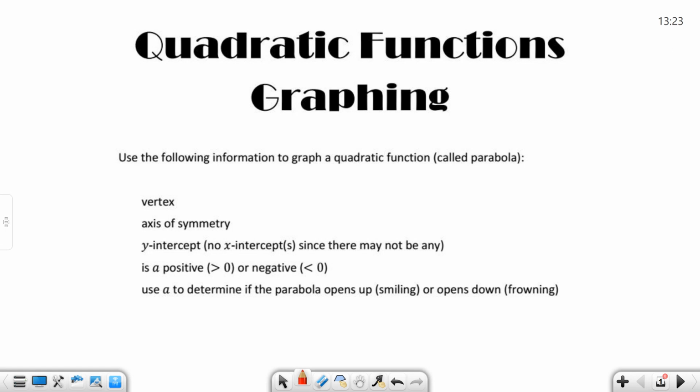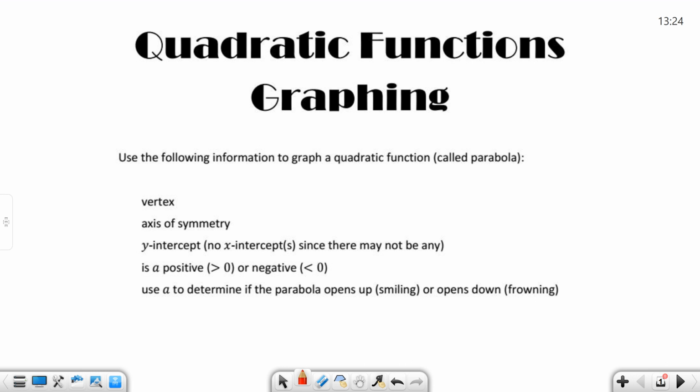Quadratic functions, graphing. Use the following information to graph a quadratic function, and we call that a parabola, right? So we're going to use the vertex, the axis of symmetry, and the y-intercept. I'm not going to use x-intercepts unless I have to, since there may not be any. And then we're going to determine if a is positive, greater than 0, or negative, less than 0.